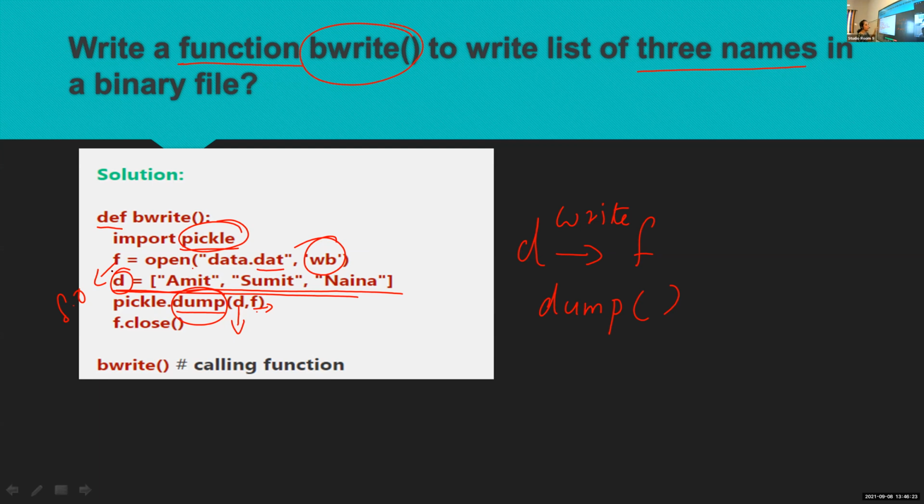So first write pickle.dump within brackets, first write the list name. Here the list name is D. If you are using a dictionary, first write the dictionary name. After that, use the file object. So the content of this D is copied to file object F. Is it clear, children? Yes, ma'am.